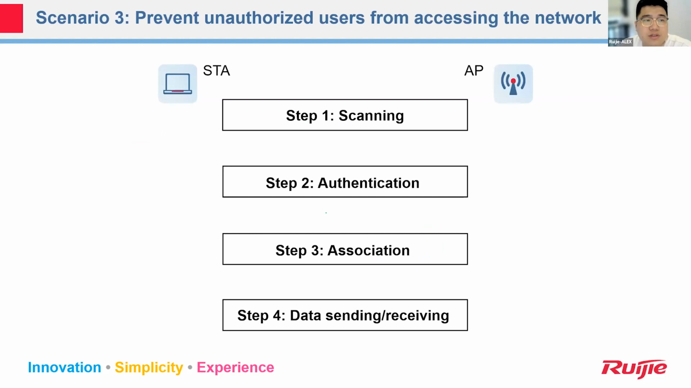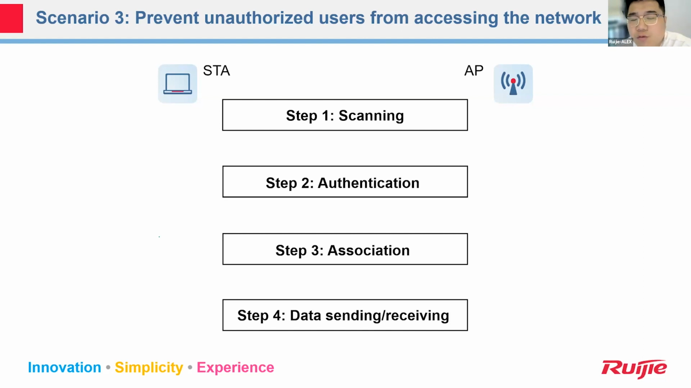Is the scenario 3 to prevent unauthorized users from accessing the network. Actually, to prevent the unauthorized users from accessing the network, what we should do is to enable the authentication. Right? How do we verify if they are authorized or not? If they can pass the authentication, we think they are authorized. If they cannot, they are unauthorized.